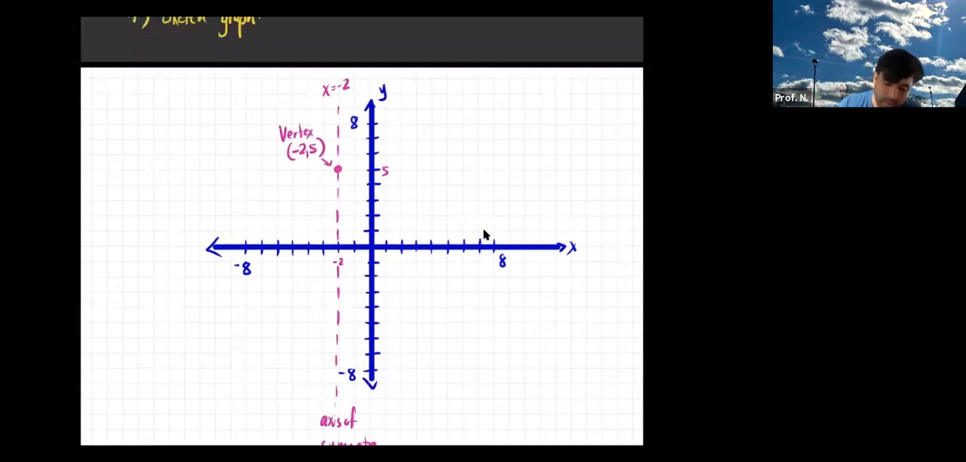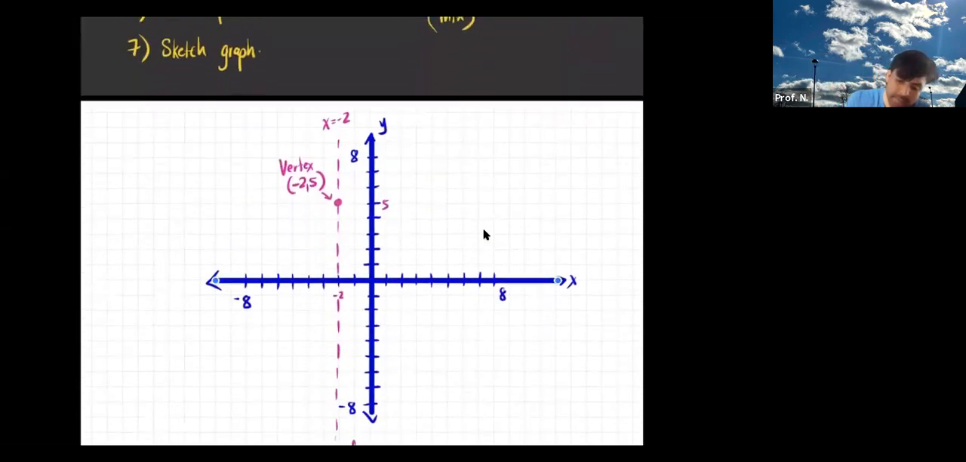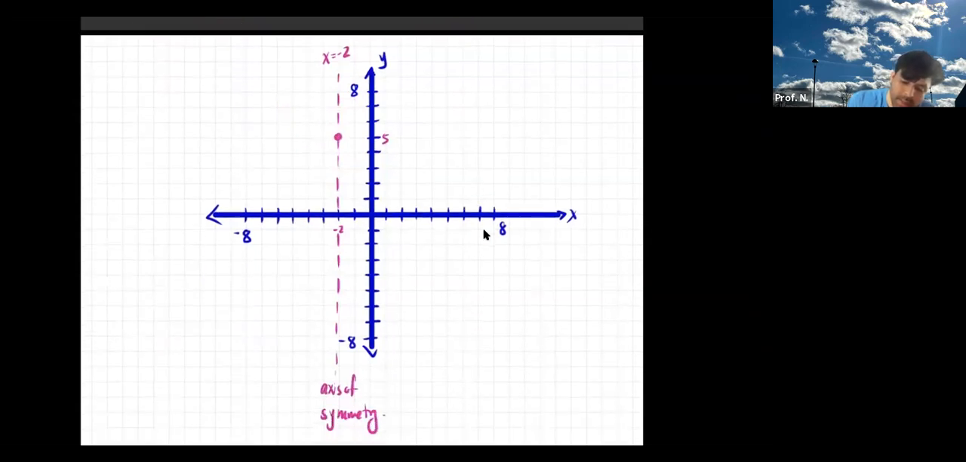Wait, what am I saying? Why did I say 5? I don't know. I must have thought about the previous answer. Okay, what I meant to say is negative 8. Negative 8. So I'm right here. This is my vertex. My vertex is negative 2 comma negative 8.